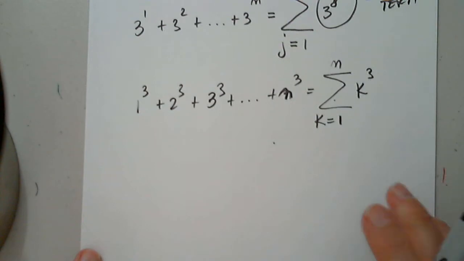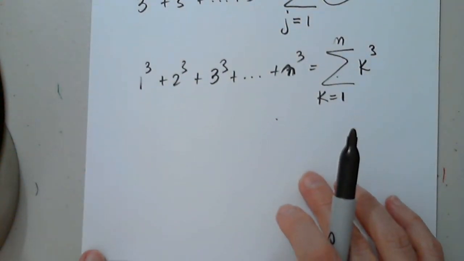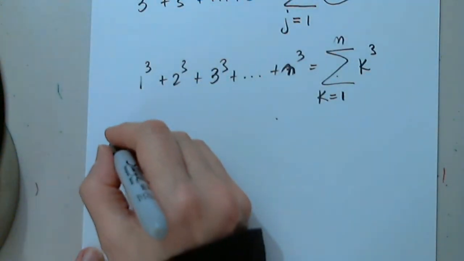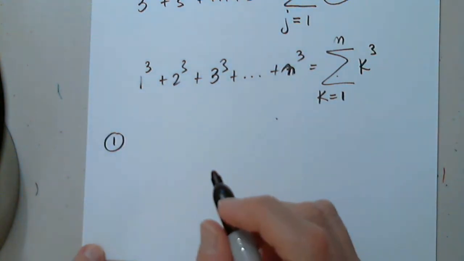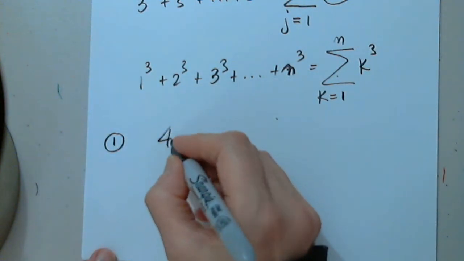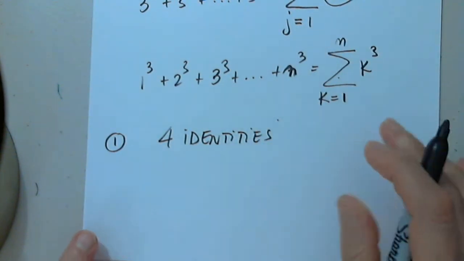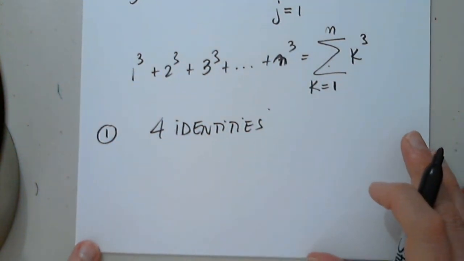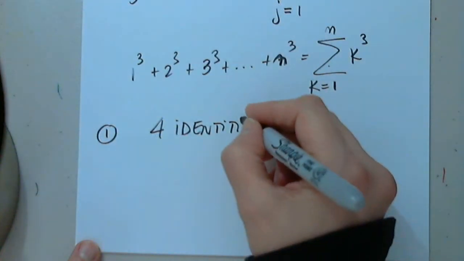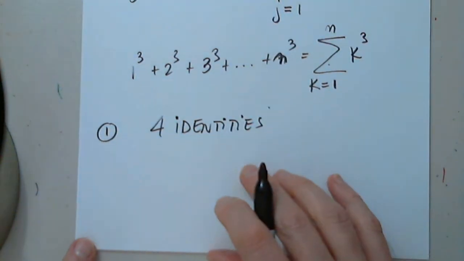And now you can say, what are you talking about? Why are you doing all this? And here's why I'm doing it. Number one, there are 4 identities that you need to remember or have handy for the test and final exam.